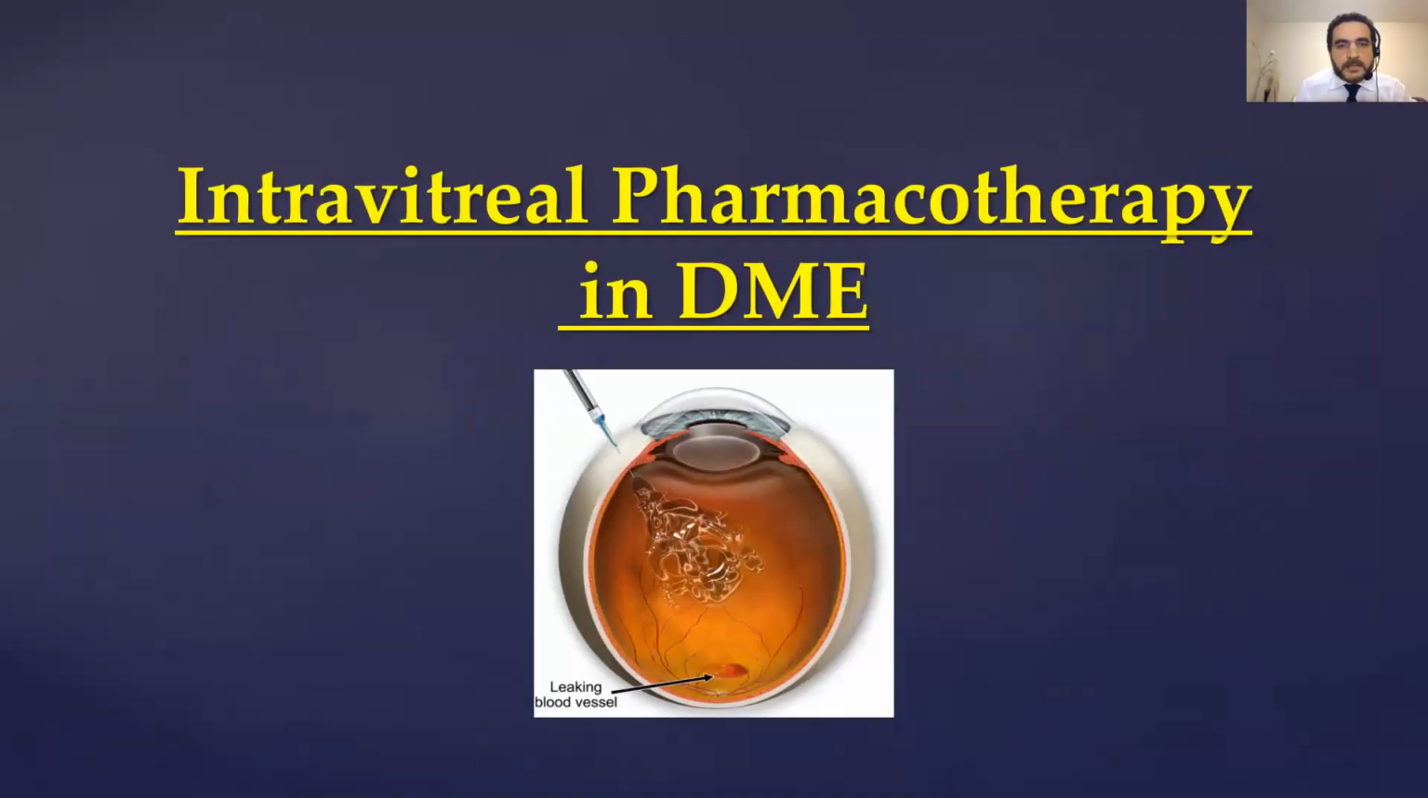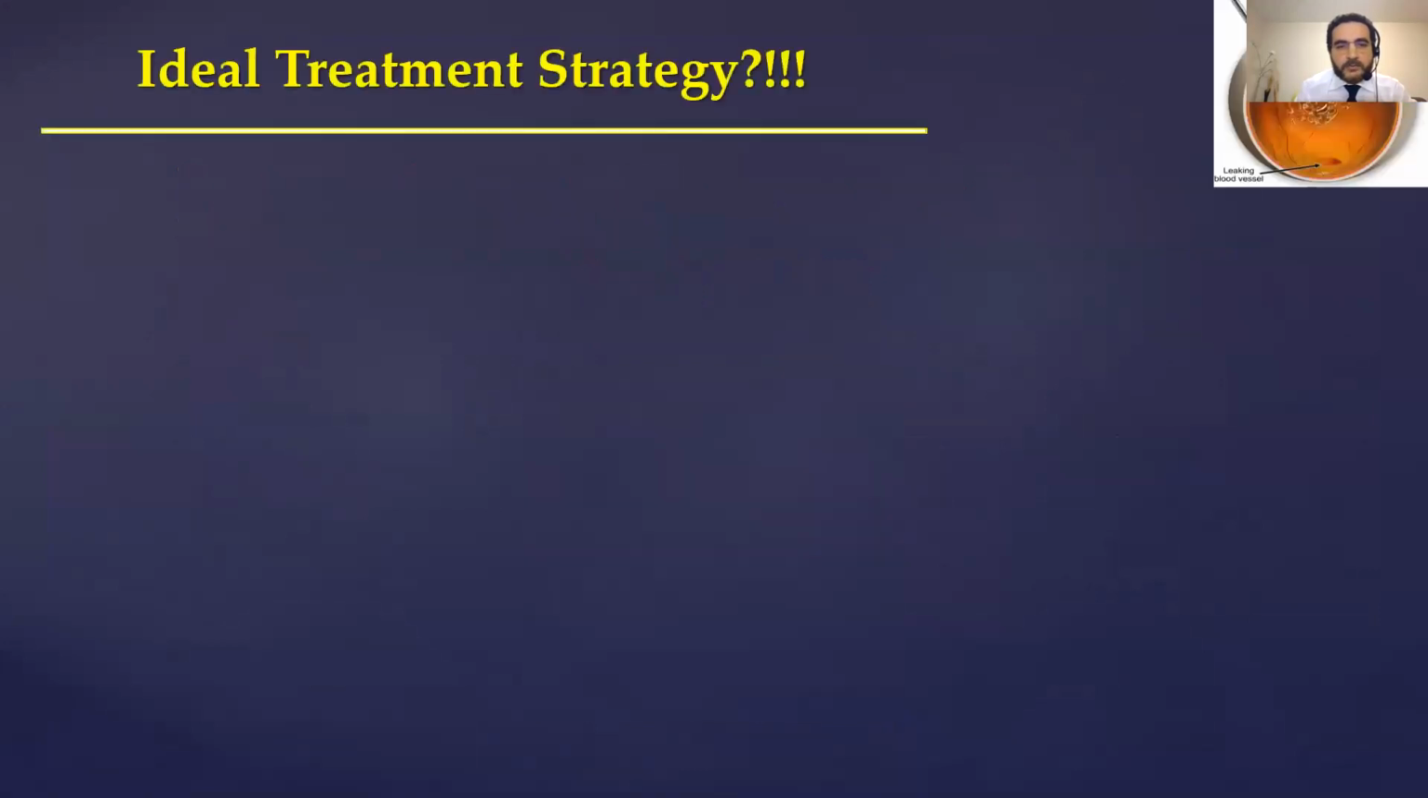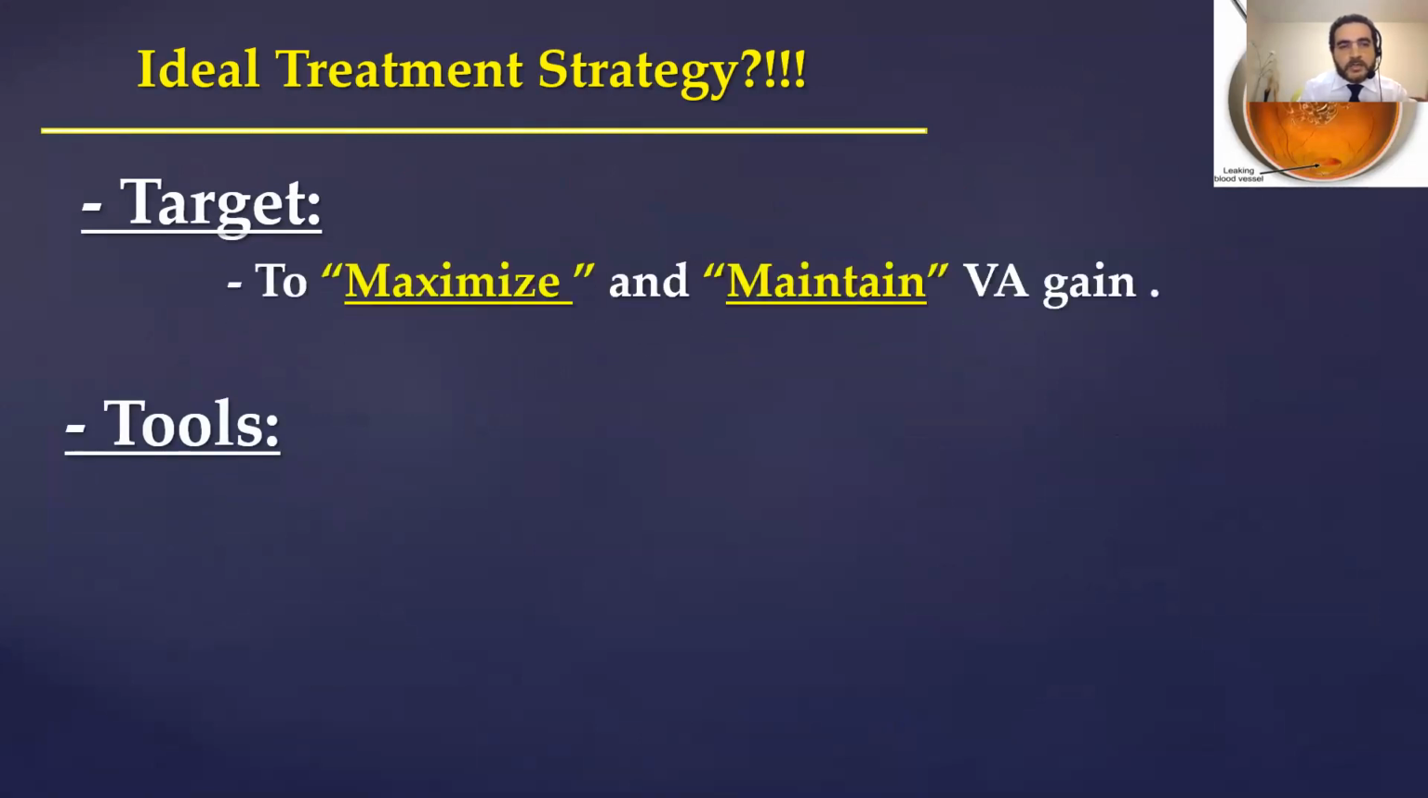Going to the standard of treatment now, the gold standard of treatment is intravitreal pharmacotherapy. Before we go into that, we need to look at the ideal treatment strategy when doing intravitreal pharmacotherapy. I think we have two main factors to check. We should know the target for our treatment, and we should have tools to achieve this target. The target is to maximize and maintain the visual gain, not only improving but also maintaining it, because DME is long-standing, it's lifelong. So we are not expecting to treat it in a very short time period.